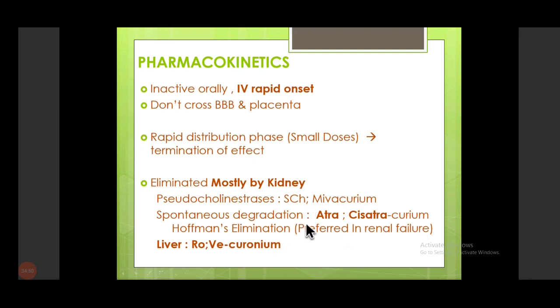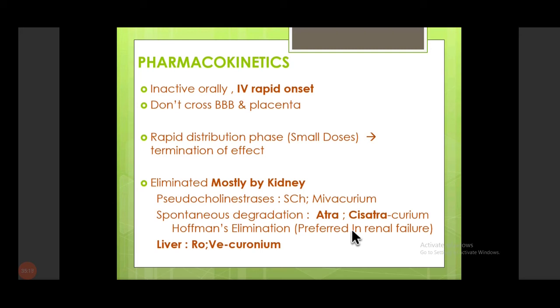And there is another term which is known as spontaneous degeneration. Spontaneous degeneration in case of atracurium and cisatracurium is known as Hofmann's elimination. Hofmann's elimination. Please remember this. This is important for your MCQs as well as for your vivas. Hofmann's elimination is shown by cisatracurium and atracurium.